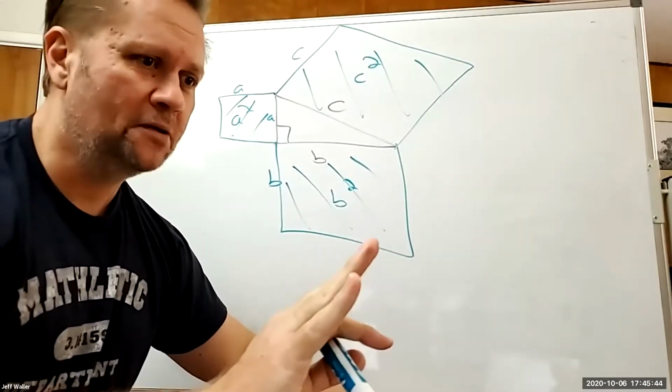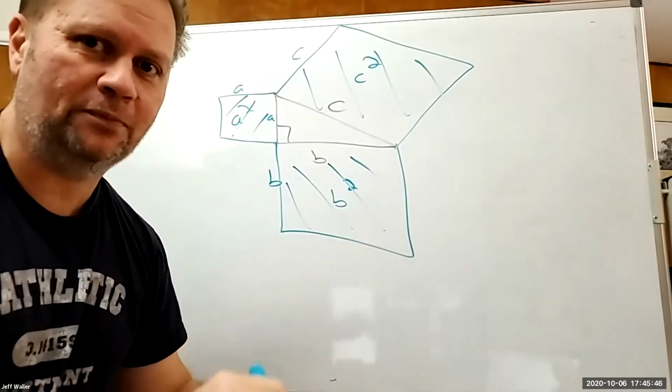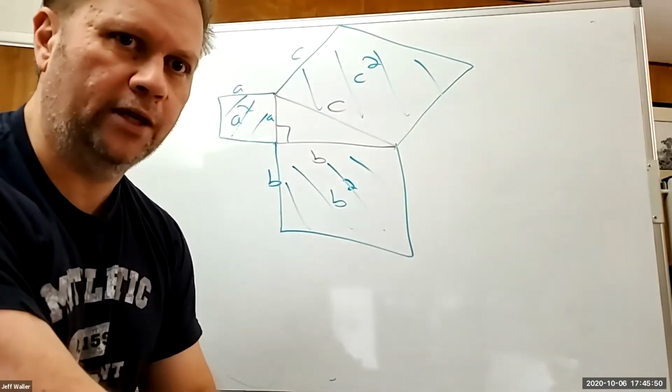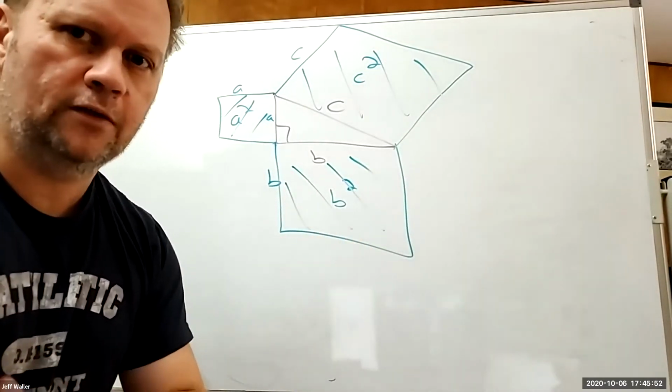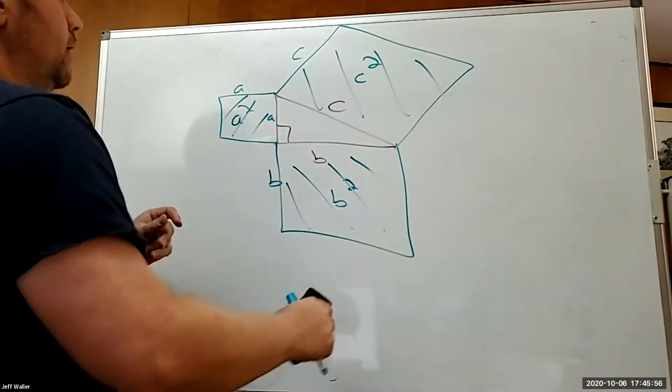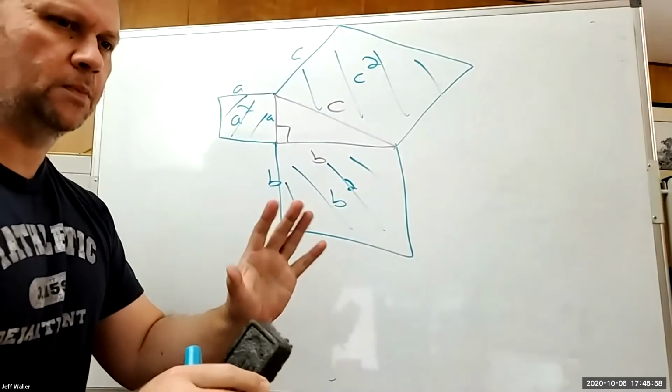There's like hundreds of proofs of the Pythagorean theorem. One of our presidents actually enjoyed collecting proofs of the Pythagorean theorem. It was one of the Roosevelts. I always forget which one. Don't press me on history. I don't know.